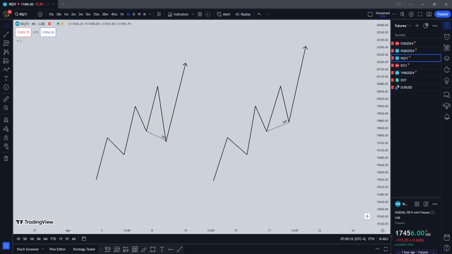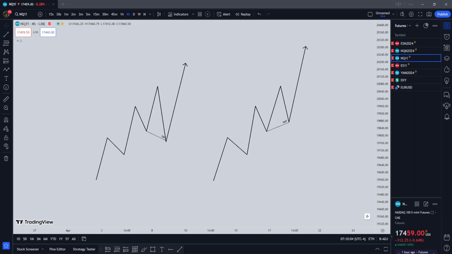How's it going, everyone? Today we're going to talk about SMT, which is smart money technique, and some people call it smart money divergence, which is a concept from ICT. SMT is used to identify potential reversals in financial markets. It is mainly based on the idea that related assets such as ES, NQ and Dow Jones generally move in the same direction and make similar highs and lows.